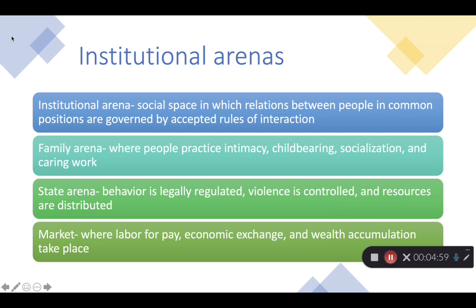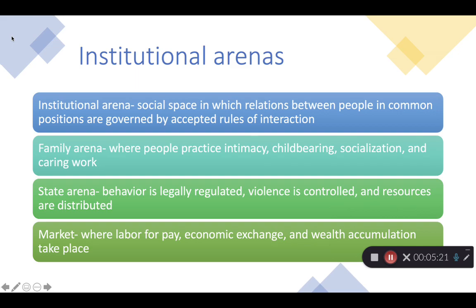So an institutional arena, as defined, is a social space in which relations between people in common positions are governed by accepted rules of interaction. And this kind of gets into the idea that the family is a system that exists within a society consisting of a whole bunch of other institutions, all of which influence each other.